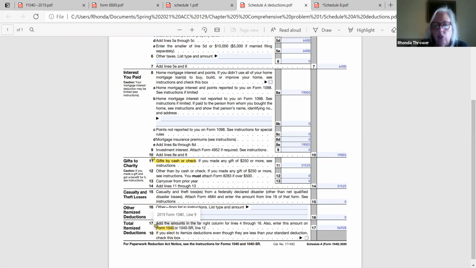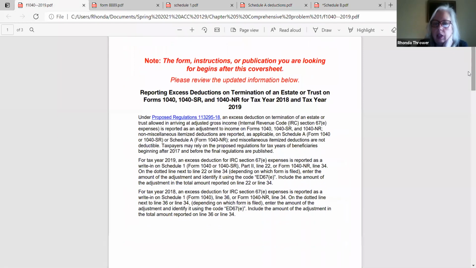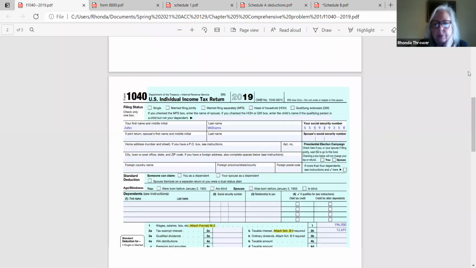Notice I've got a message there, so hover over that. For the 2019 Form 1040, it's line 9 that you're going to put this on. I know it says line 12 here, but that's for the 2020. So you're going to put it on line 9 of the 1040 form. And then finally, we're going to go to the 1040 form, where we're going to put down the rest of the information for this problem.